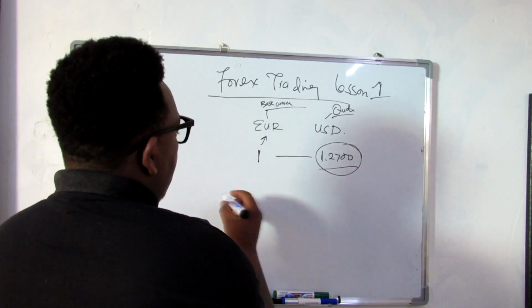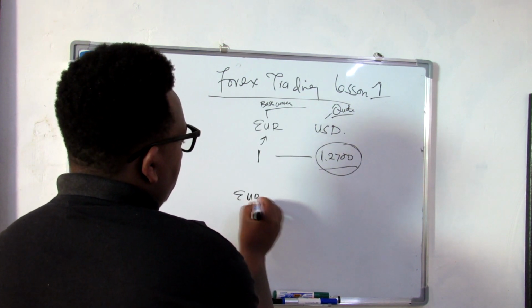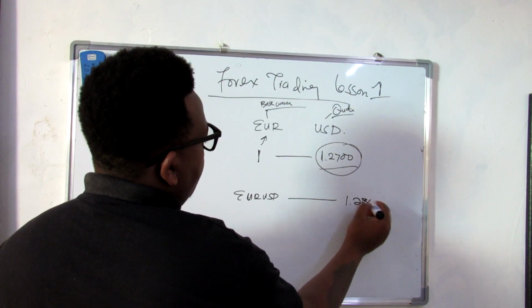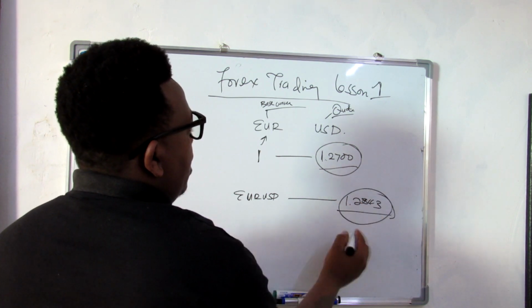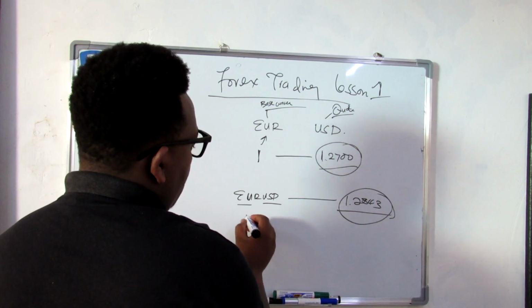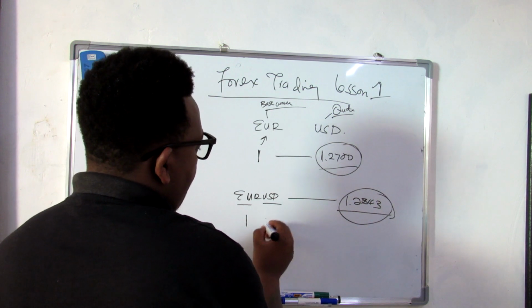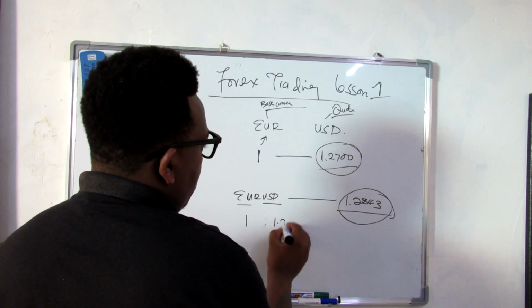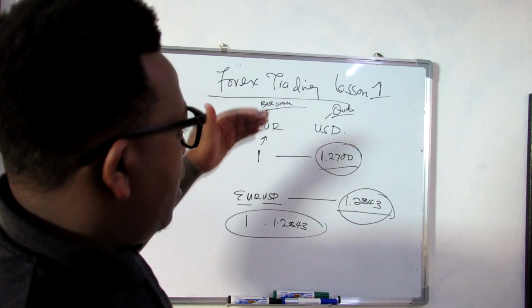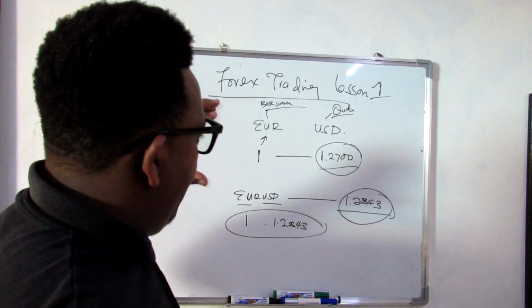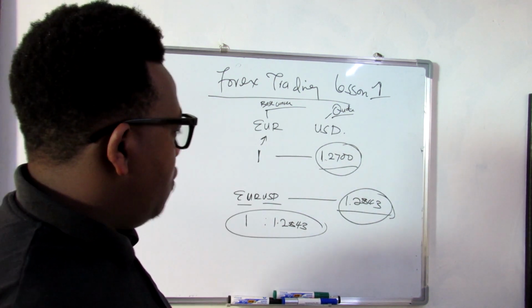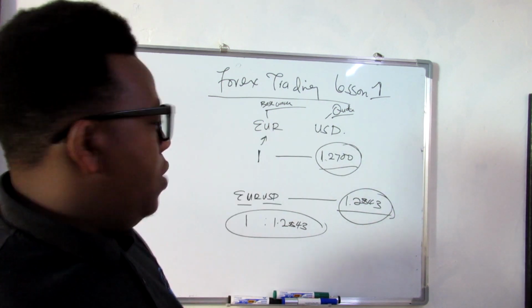So for instance, whenever you see Euro USD, it shows something like 1.2843. What this means is the value of the base currency in comparison with the quote: the base currency is 1 in comparison with the quote currency, which is 1.2843. Hopefully you're getting what I'm saying, and these are just basic lessons that you need to understand in order to move from the ground level all the way to the pro level.